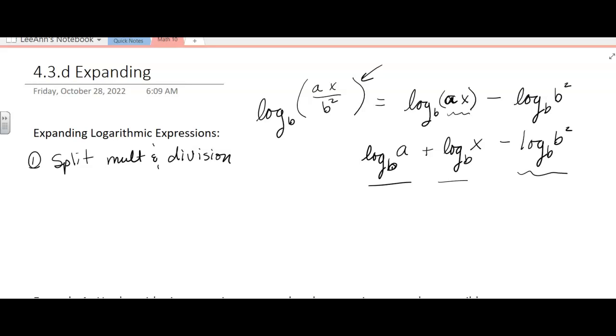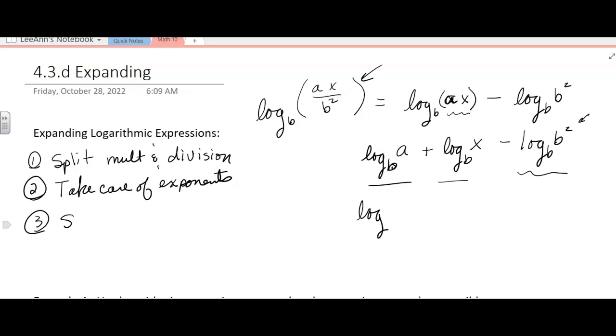So remember that property I keep talking about, property 3? So we'll keep using it. This is just going to equal that exponent too. So I'm going to simplify this. So number 2, bring down exponents. Take care of exponents. And then step 3 is to simplify.